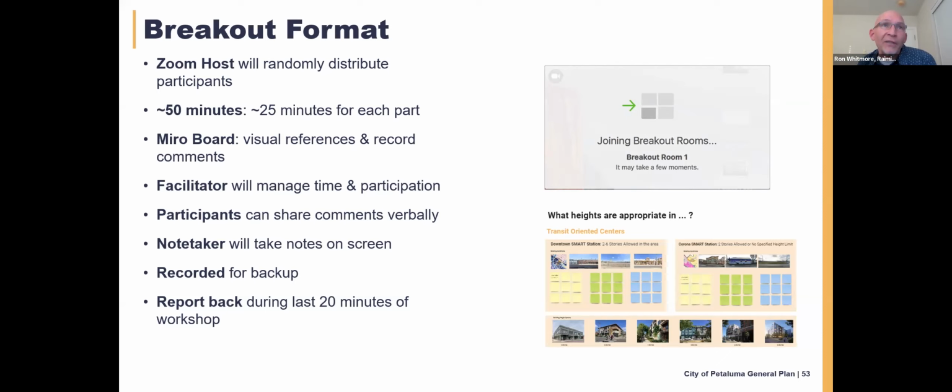It's really around heights and then around specific actions to take. We're going to be using Miro, which is an online whiteboarding software, and you see an example of that here in the bottom right-hand corner of the screen. You'll have both a facilitator and a note taker in your room to support the conversation. We invite you to share your comments verbally. The recorder will be capturing those comments on the whiteboard.